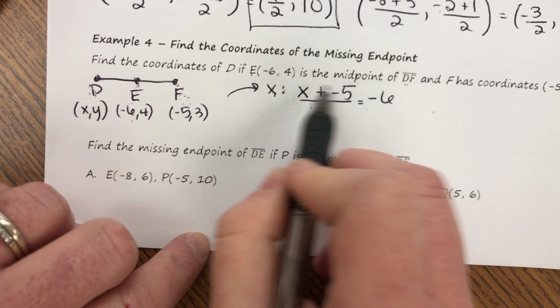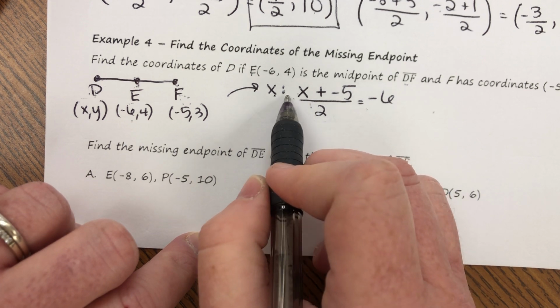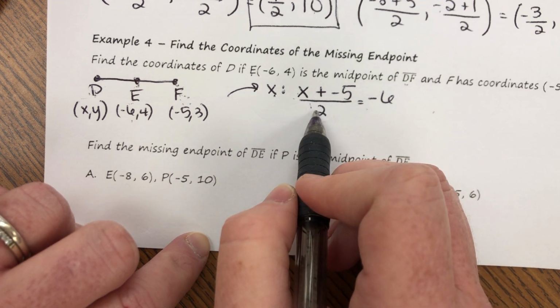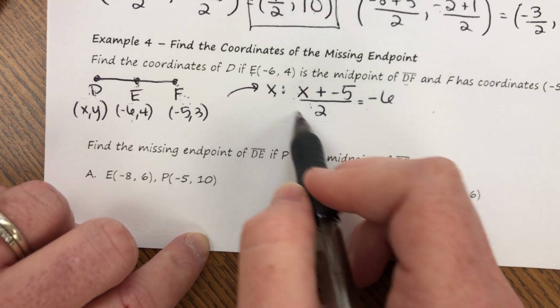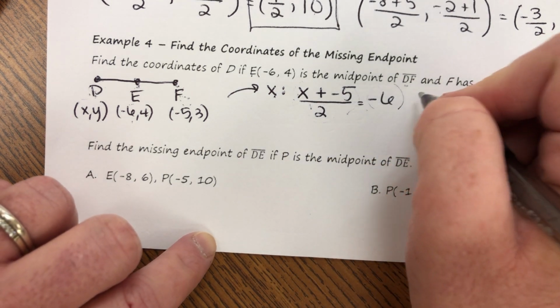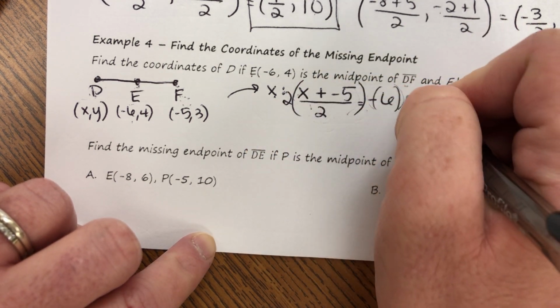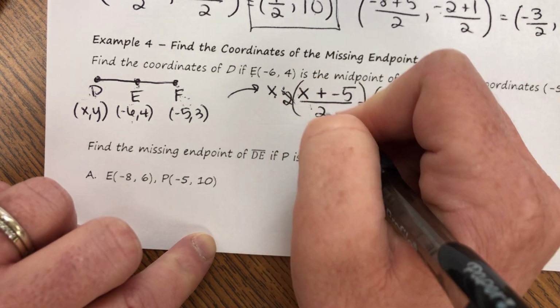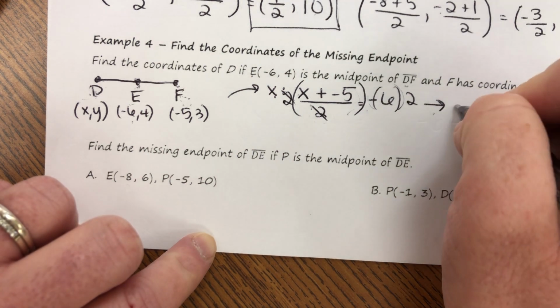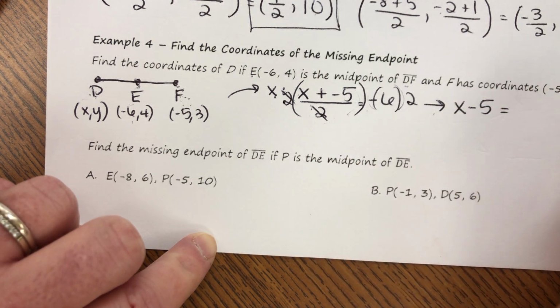So to solve this, to get x alone, I first want to get rid of the denominator. So to get rid of divided by 2, I'm going to do the opposite, and I'm going to multiply both sides of my equal sign by 2. So when I do that, I'll put a 2 here, and I'll put a 2 here. These 2's cancel. So I'll have x plus -5, which is x minus 5, equals -6 times 2 is -12.